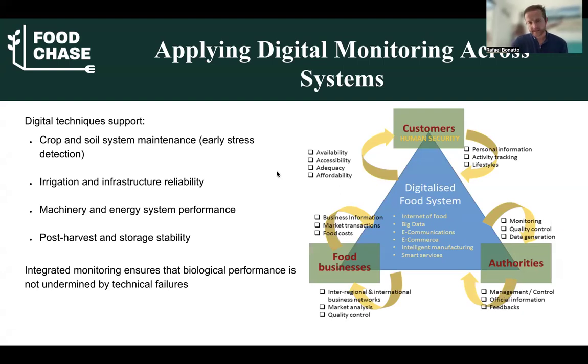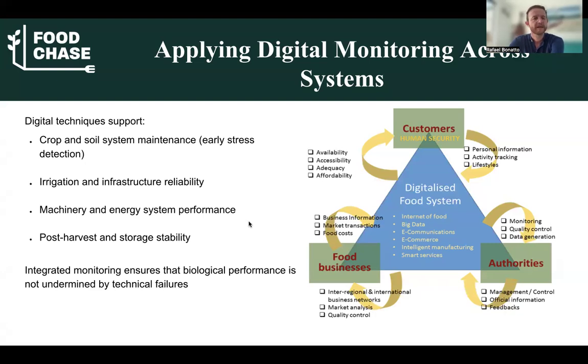And in this sense, digital techniques support crop and soil system maintenance, early stress detection. Before the stress occurs, you actually act accordingly to avoid or decrease the negative impacts. Helps you support machinery and energy system performance. Helps you with irrigation infrastructure reliability, understanding how reliable it is by understanding when the problem can occur. And helps you with post-harvest and storage stability as well.